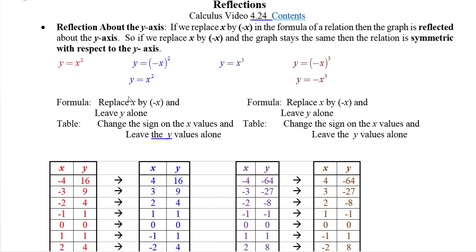So if we replace x by minus x in the formula, the graph turns out to be reflected about the y-axis. And of course, if we replace x by minus x and the graph stays the same, then collectively at least, that's symmetric with respect to the y-axis. So here we've replaced x by minus x, and it reduces to the same thing.